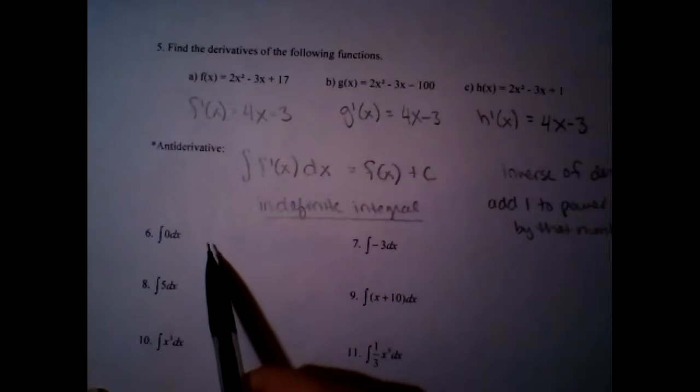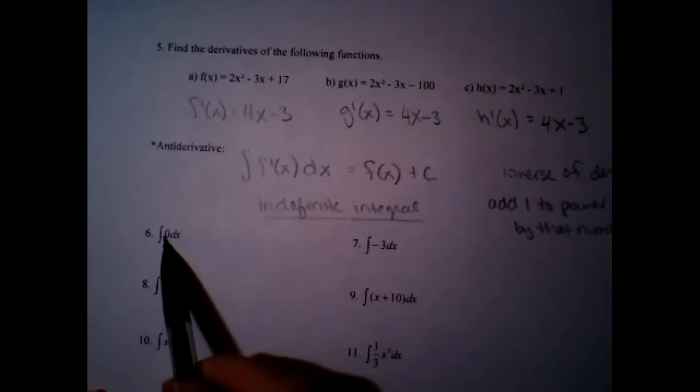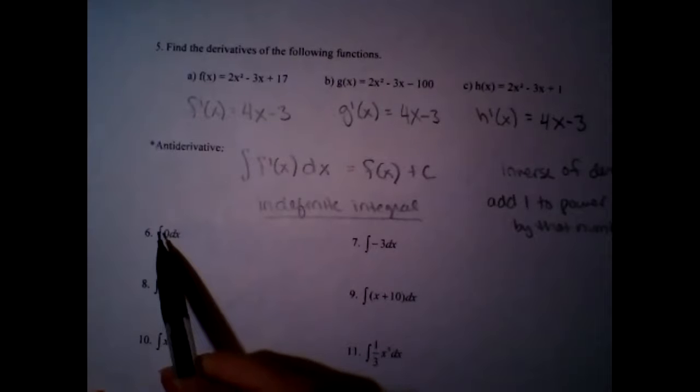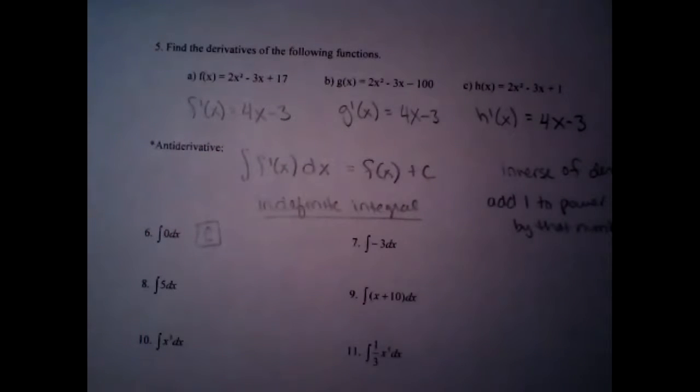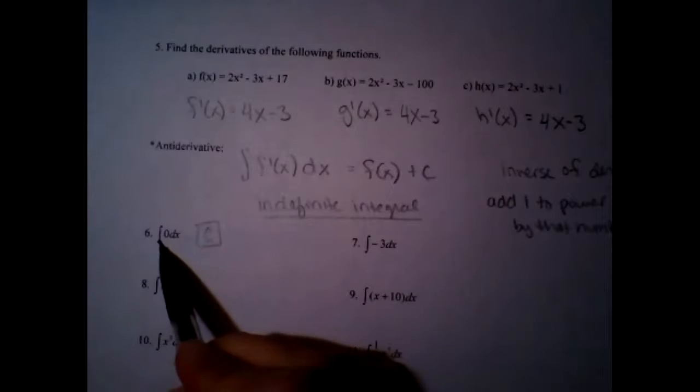So I need a function whose derivative is 0. Any thoughts? Yeah, good. It's just going to be C. Any constant. Yes, 17 would be a choice, or 6, or 12, or negative a million, or 16/23. You know, any constant, if you do the derivative, you're going to get 0.